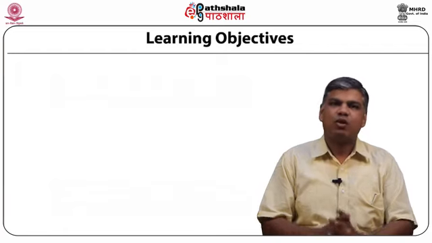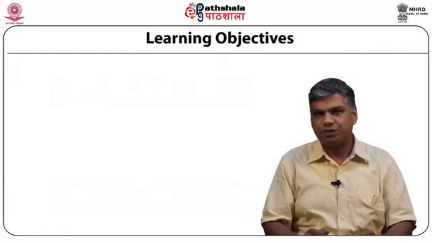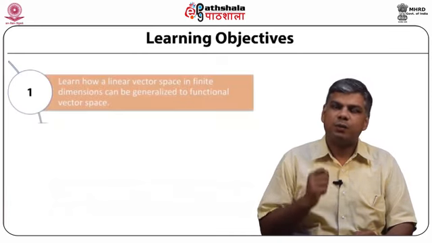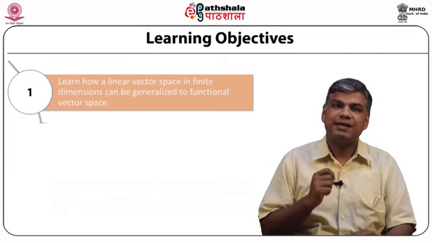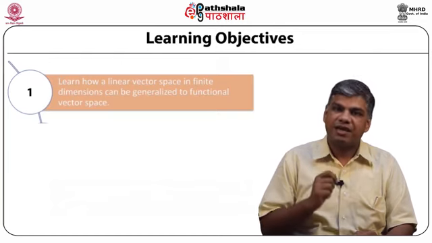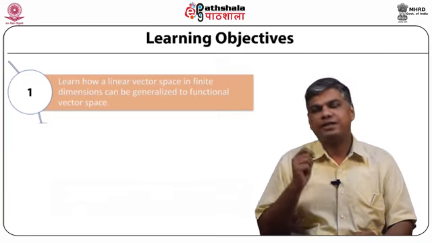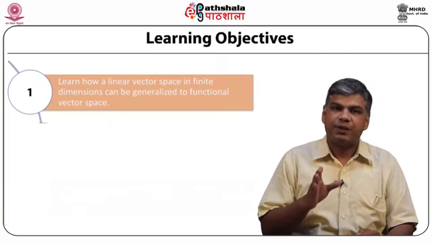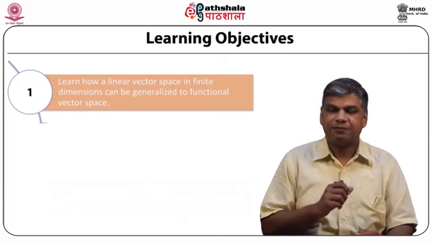Today we are going to discuss the module Functional Vector Space and Operators under the paper Quantum Mechanics 1. So students, let us see what we are going to learn in this module. Firstly, we learn how a linear vector space in finite dimensions can be generalized to functional vector space. So, we'll discuss the conditions under which this generalization can be done.